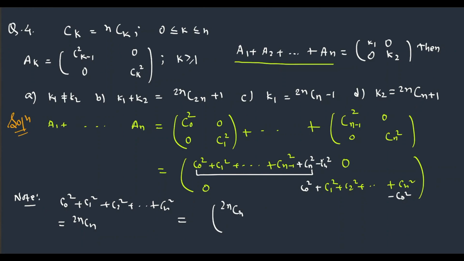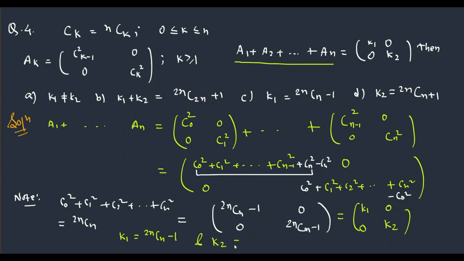Here the upper part is nCn and its square, that is 1, 0, 0. Here also the same thing, 2nCn minus 1. According to the question, this value is equal to K1, 0, 0, K2. So what we observe is that K1 is equal to 2nCn minus 1. At the same time K2 is equal to 2nCn minus 1. So now option C is the correct option.